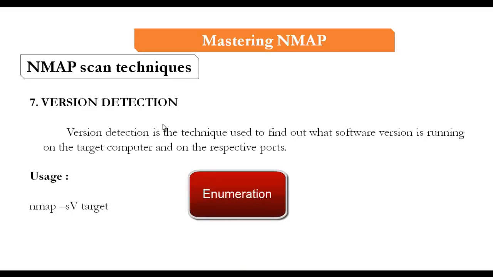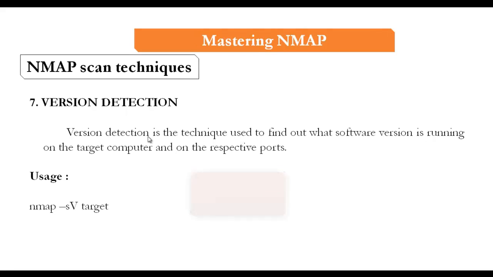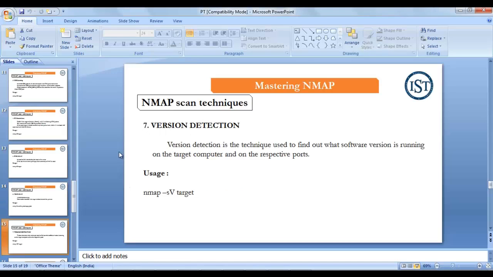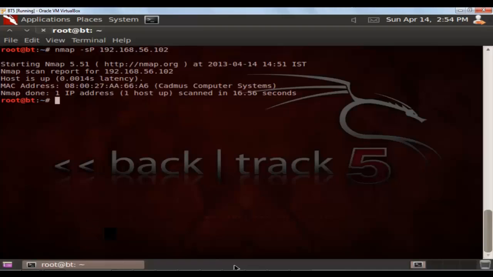And this is one more interesting scan technique with nmap. We can find out the version of the target, and this technique is used to find out what software version is running on the target computer and on the respective ports. If you have 3 open ports, this particular version detection technique will tell you what services are running on the open ports. Let us have a quick demonstration of the same.